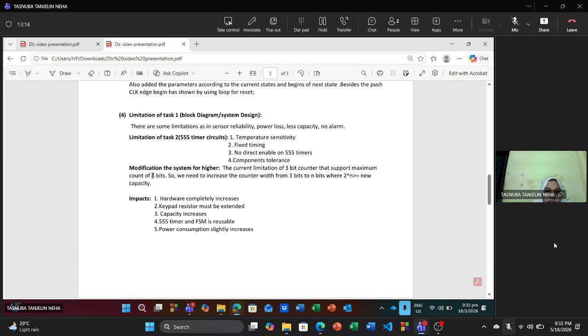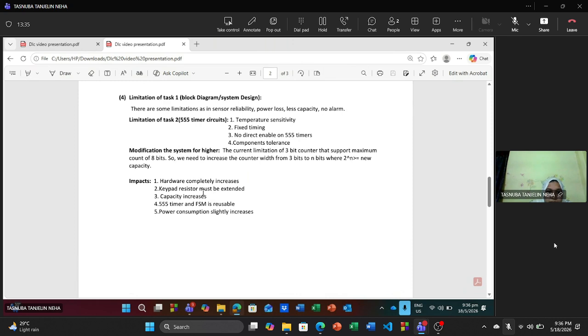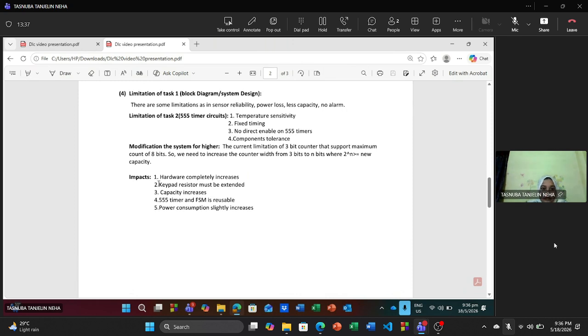Then we added a modification to the system for higher capacity. The current system limitation is the 3-bit counter that supports a maximum count of 8. So we need to increase the counter width from 3 bits to n bits, where 2 to the power n is greater than or equal to the new capacity. And now we add the impacts of the new modified system.